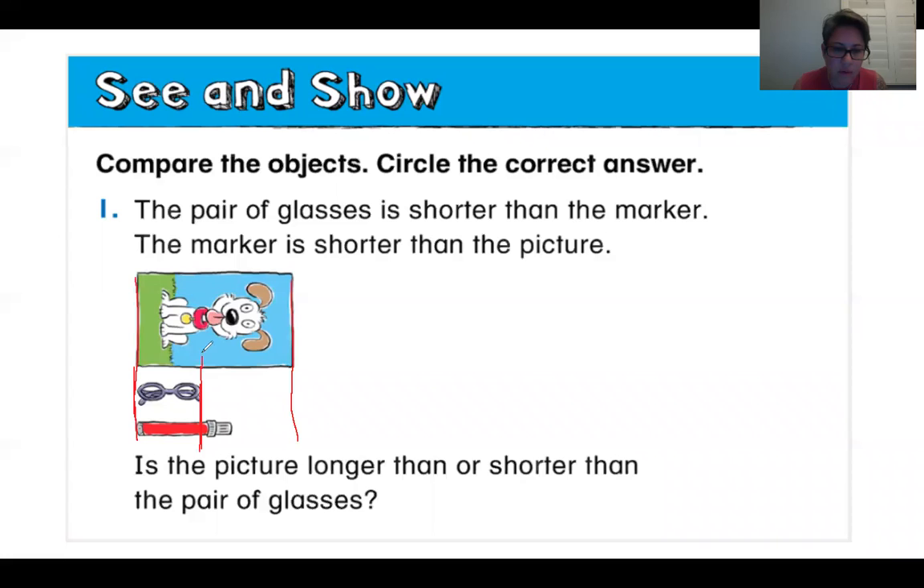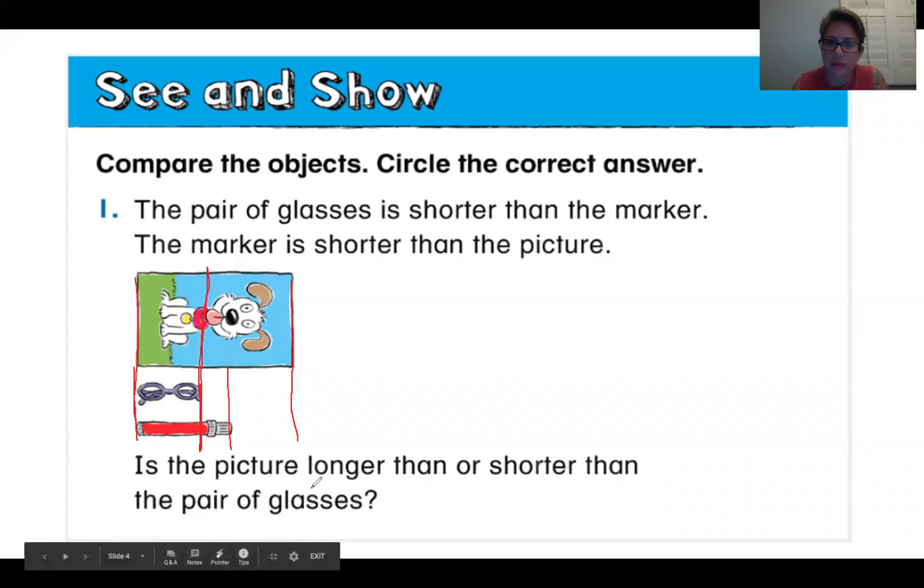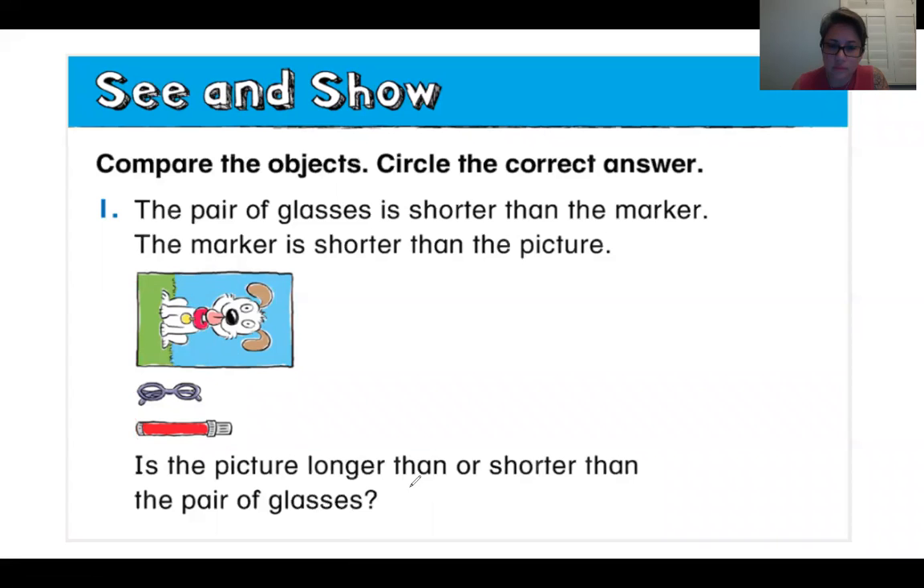Or I can go all the way up. So the glasses are shorter than all the other items. They are the shortest item. And the marker is kind of in the middle. Longer than the glasses, but shorter than the picture. Is the picture longer or shorter than the pair of glasses? Yes, the picture is longer. The picture is the longest.